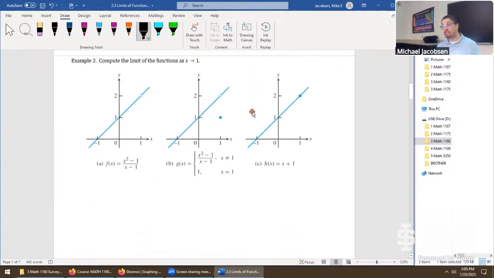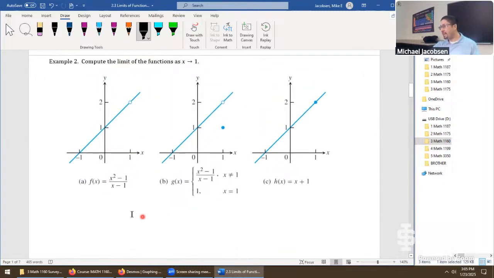In example 2, we're just redoing the same kind of idea. But this time the difference is we have 3 different functions, f of x, g of x, and h of x. These are their real graphs plotted in every case. Notice the difference between the open dots, the open dot with a function value, and this one with the actual dot filled in. The function value connects right here.